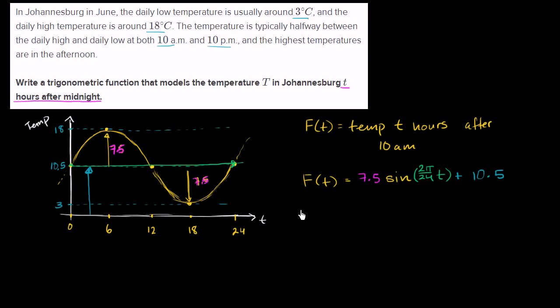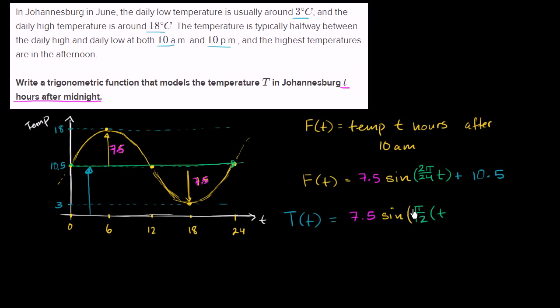So let's just think about it a little. Let me just write it out. So T of t, this is now, we're modeling t hours after midnight. So we're going to have the same amplitude. We're just going to have the same variance from the midline. So it's going to be 7.5 times sine of, actually let me do the same color so you see what I'm changing and not changing, pi over 12. Instead of writing t, I'm going to shift t either to the right or the left.